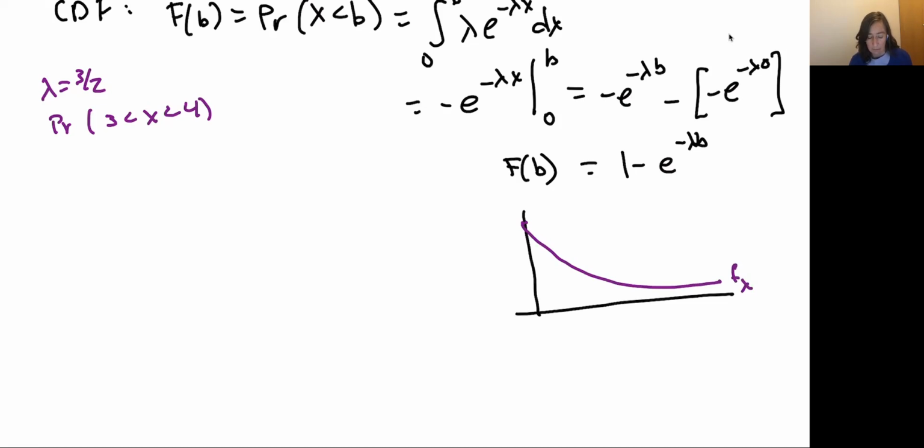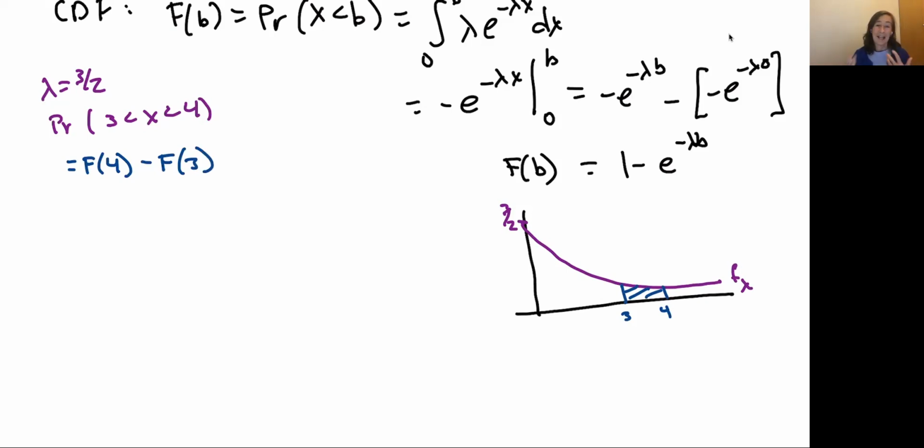If lambda equals 3/2, it's telling us that that point is 3/2. And if what we're looking for is the probability that x is between 3 and 4, we're looking for this area. The way we find it is we take the CDF evaluated at 4 minus the CDF evaluated at 3. Okay, so lots of different ways to think about this.